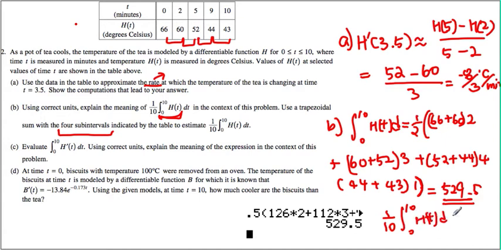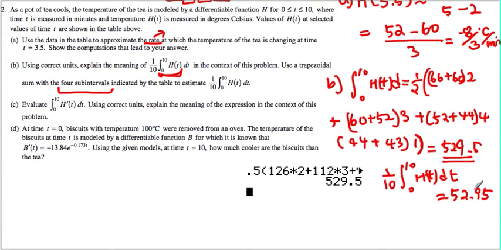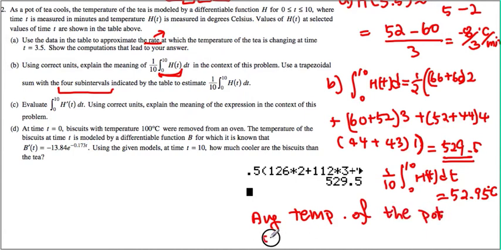dt, which is equal to 52.95. Now, the unit is simply degrees Celsius. The meaning behind it is the average temperature of the pot as t goes from 0 to 10. That becomes our answer.